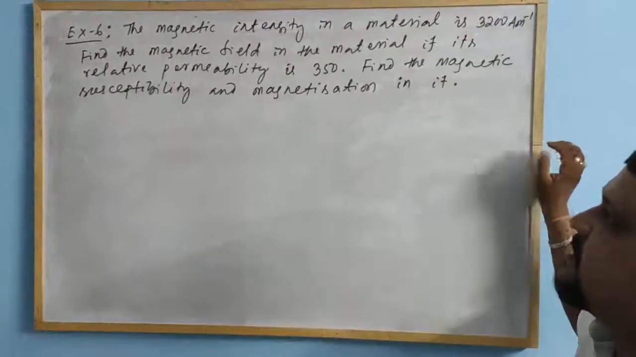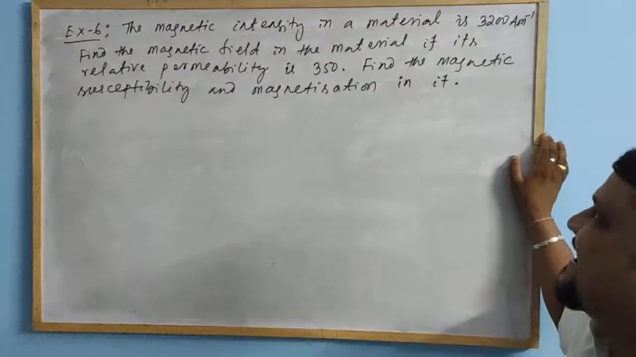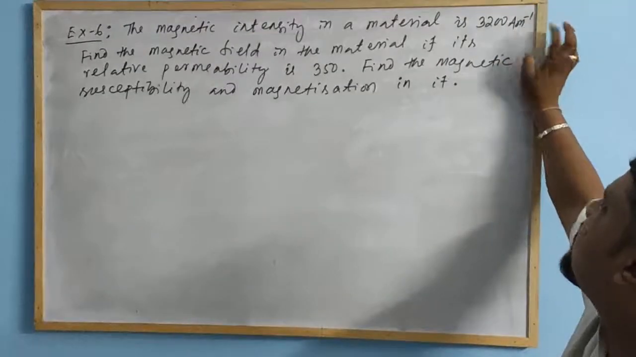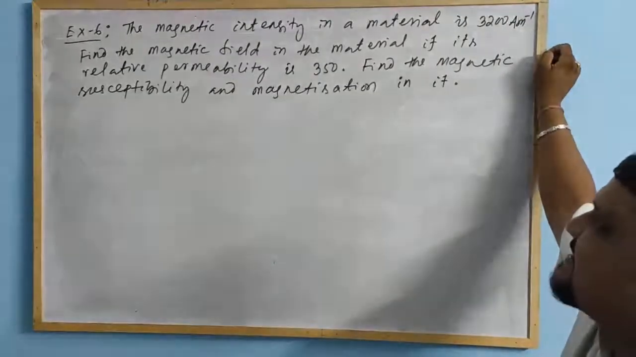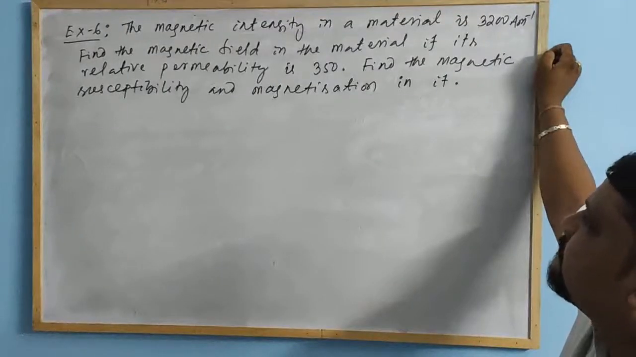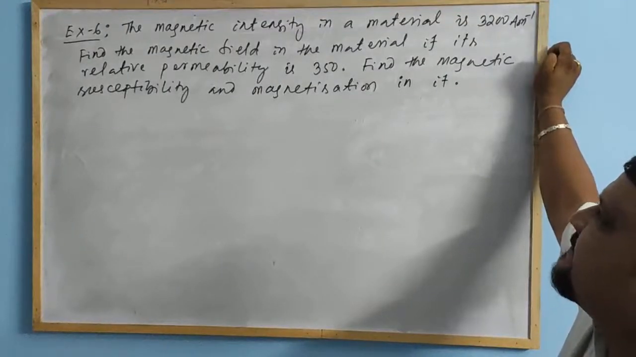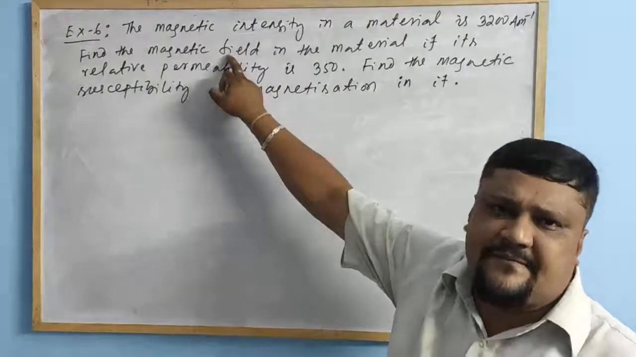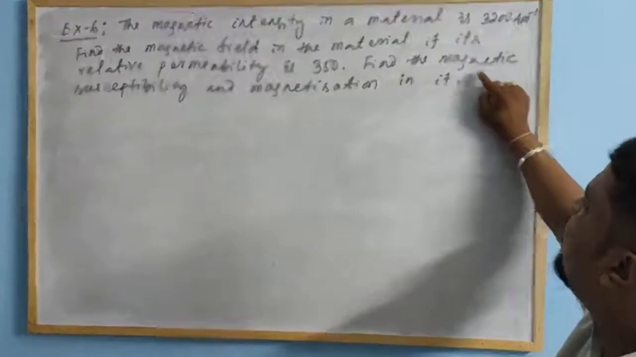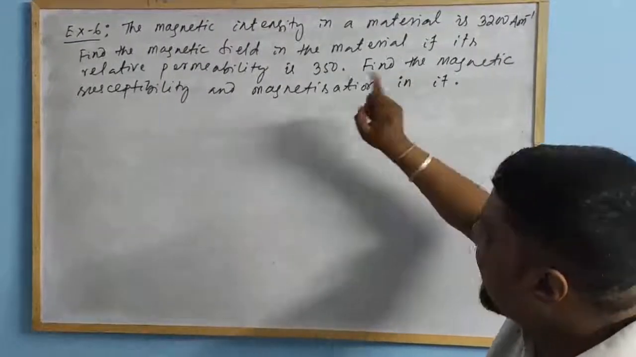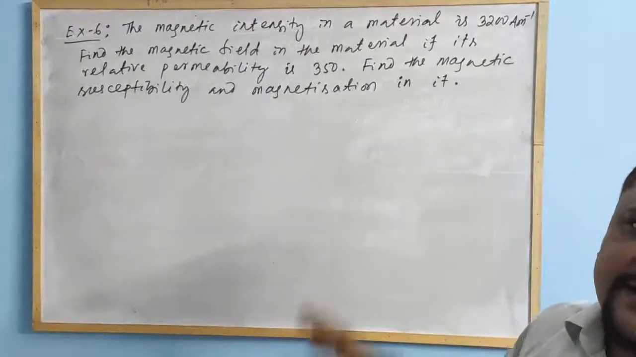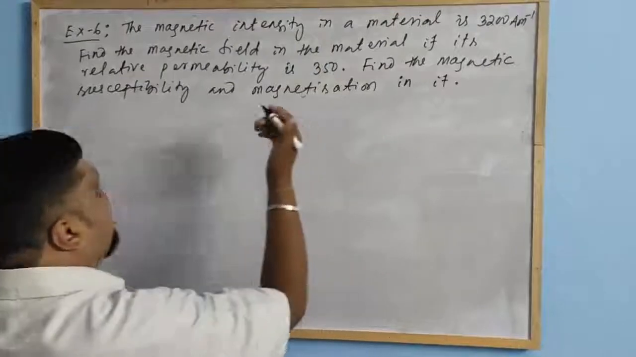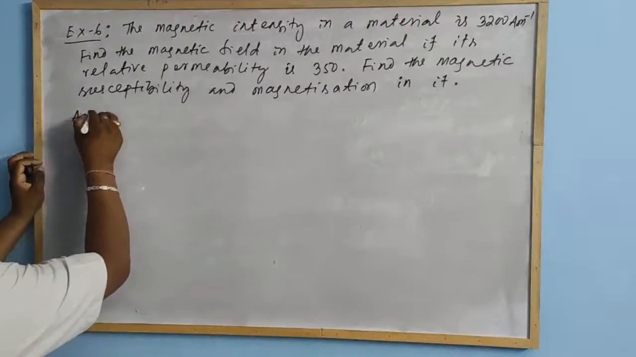Next come to your example number 6. The magnetic intensity in a material is 3200 ampere meter inverse. Find the magnetic field in the material if its relative permeability is 350. Magnetic field in the material means strength of the magnetic field, or the magnetic flux density. Find the magnetic susceptibility and magnetization in the given material. So there is a use of the formulas. The direct formula we use first.